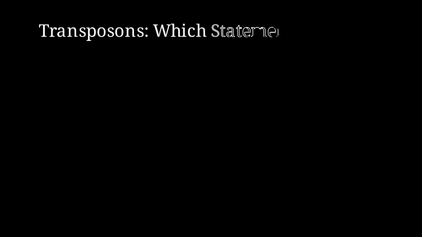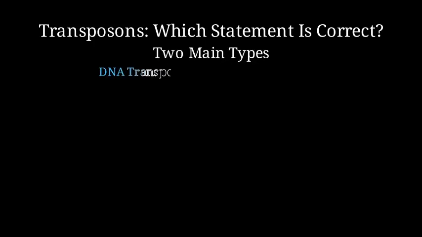In this video, we will identify the correct statement about transposons. We will compare DNA transposons and retrotransposons step by step and use simple visuals to make the differences stick. First, a quick reminder. Transposons are pieces of DNA that can move to new positions inside the genome. There are two main types, DNA transposons and retrotransposons.